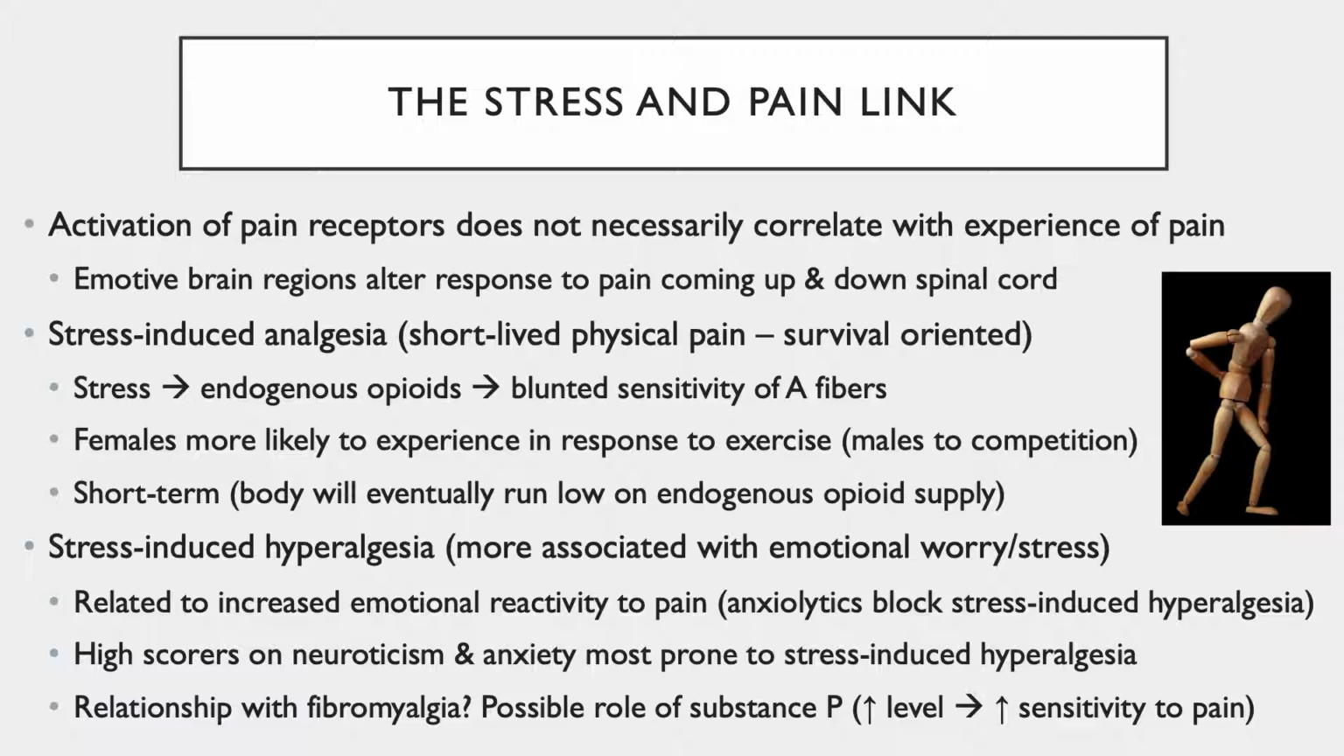This is related to increased emotional reactivity to pain, and the evidence for this is that anxiolytics, like benzodiazepines such as Xanax and Valium, actually block stress-induced analgesia. Moreover, high scorers on measures of neuroticism and anxiety appear to undergo more stress-induced hyperalgesia compared to individuals who are less neurotic and less anxious. There also appears to be a relationship with fibromyalgia here, and the current investigation is looking at the role of substance P. It appears that higher levels of substance P are associated with higher sensitivity to pain.